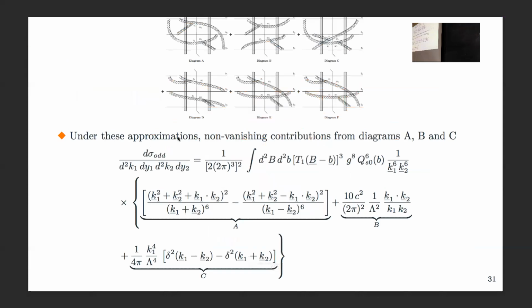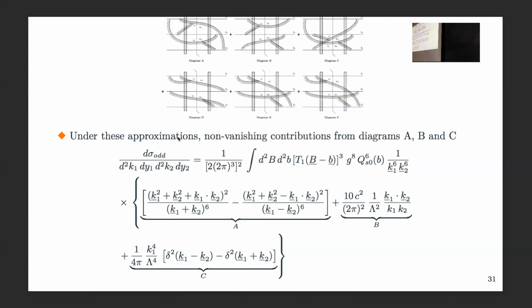So these are different topologies, and the corresponding results are given by these expressions. In these particular approximations, the diagrams D, E, and F do not contribute at all. There is a contribution from diagram A over here, a contribution from diagram B here, and finally a contribution from C, which has this delta function, this HBT type correlation, which is produced from this diagram. What's the color factor?